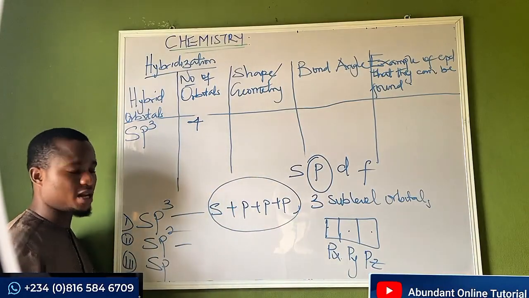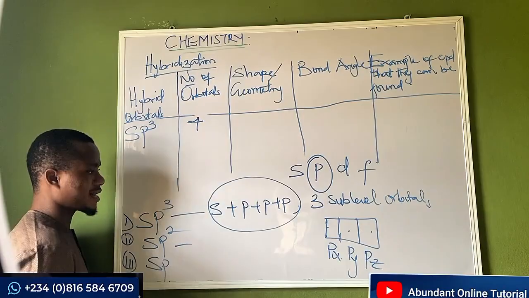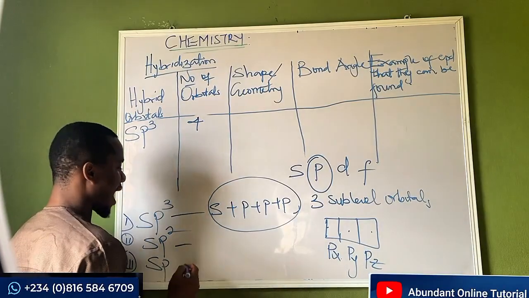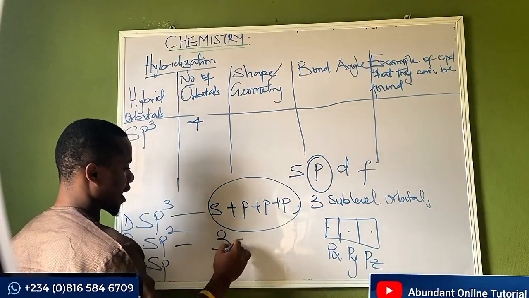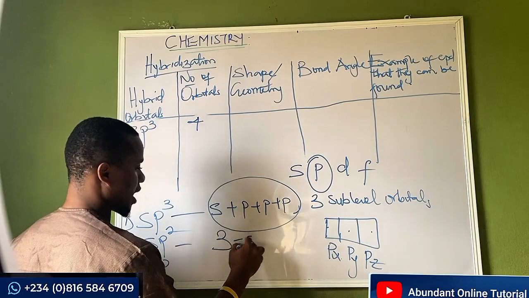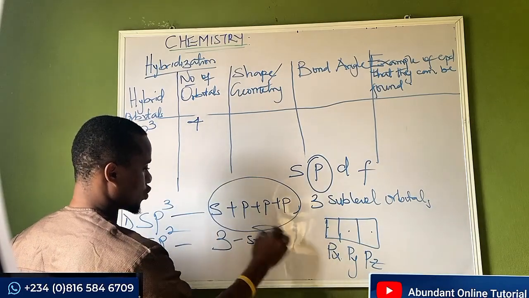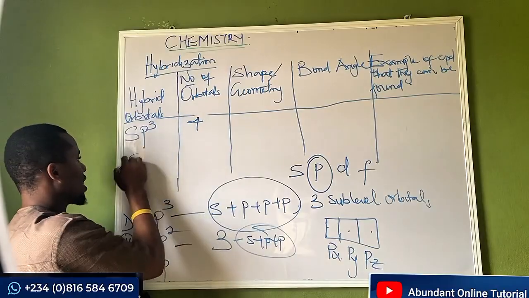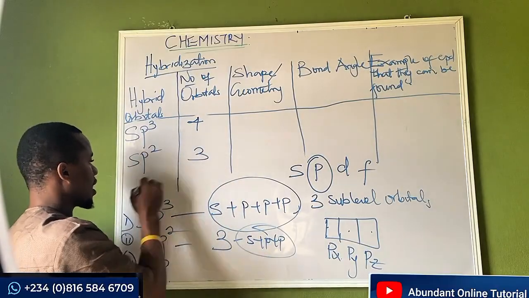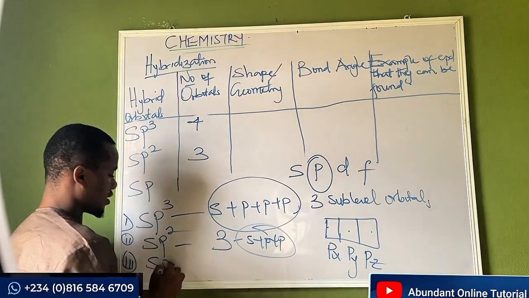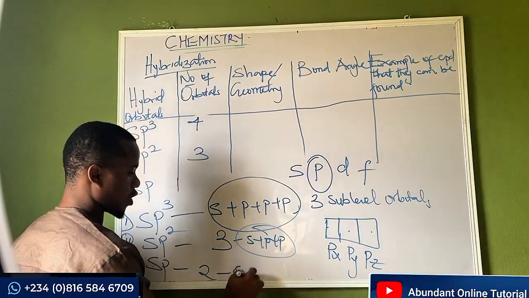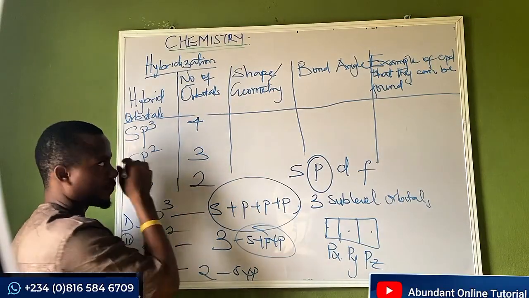Now for sp2, I'm sure you know this one now. There's no need for me to explain. sp2 has how many orbitals in total? It has 3. We have s plus p plus p, so the total is 3. We have sp2, which is 3. And we have sp, which is 2, right? We have s plus p. That is 2.